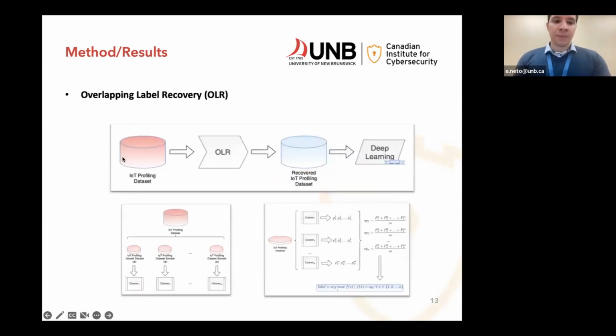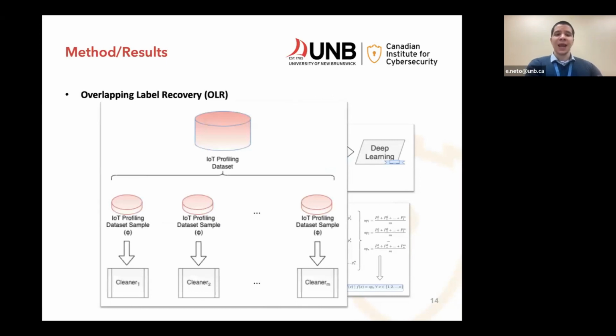So the idea is we have the profiling data set, the dirty or mislabeled data set. We provide it to OLR, and we end up with a recovered version, which is closer to the original data set. Then we provide everything to a deep learning model to understand how well we're doing in terms of the recovery. This process is divided into two steps. First, we extract overlapping samples from the data set, so you can have repeated instances. There's also another important feature called the sampling factor. We provide the cleaners, which are random forests, with this sub data set, and from it we would also have a split into many sub data sets of the sub data set, right?